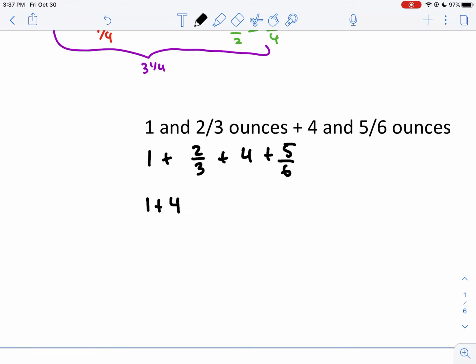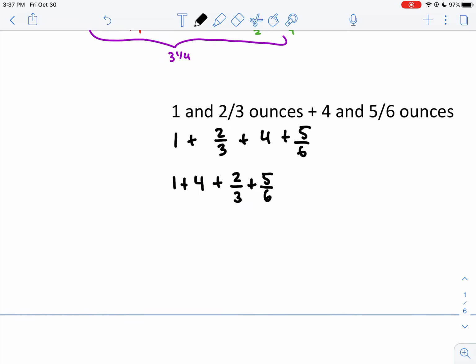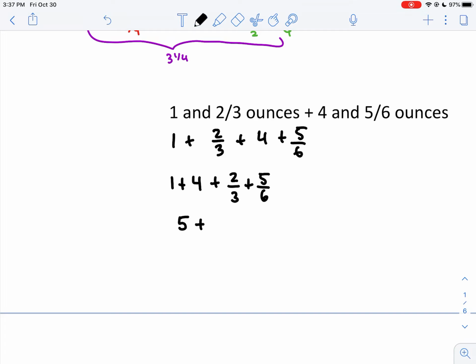So some people will add the whole numbers together first, then add the fractional parts next, the proper fractions. So you get 5 plus, and then here we need a common denominator. I'm going to multiply this fraction by 2, the top and bottom of it by 2. Don't say you multiply the fraction by 2. That's different. You have to multiply the numerator and the denominator both by 2. That's clear. So we get 4 sixths, and then we're adding that to 5 sixths. And that's the same thing as 9 sixths.